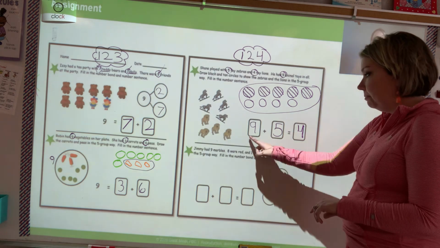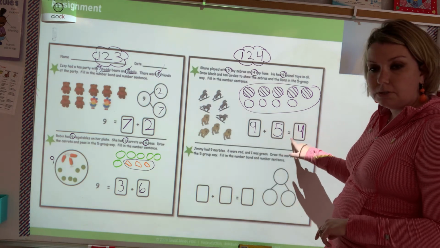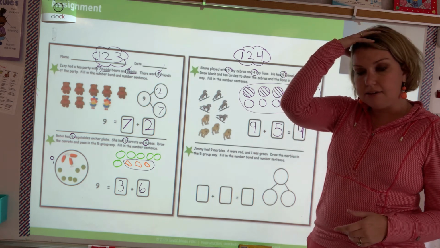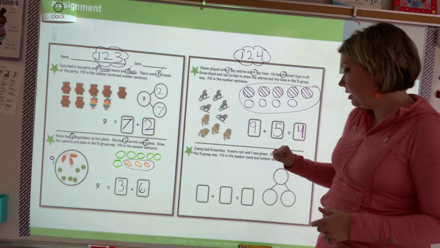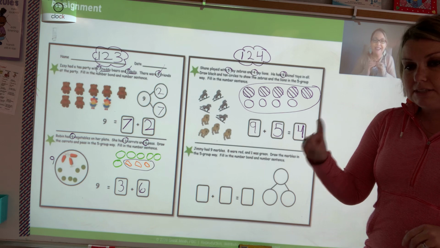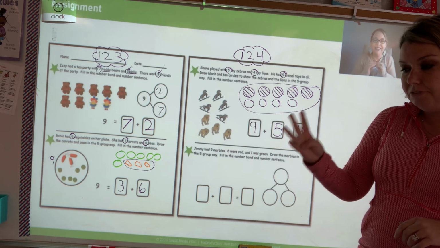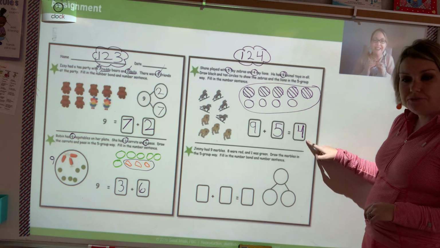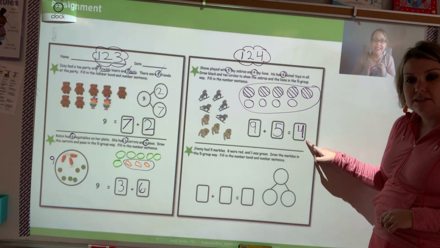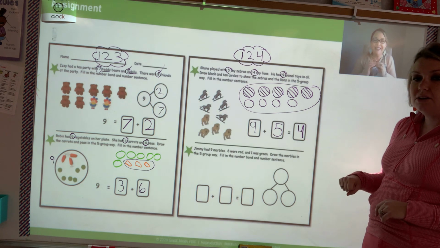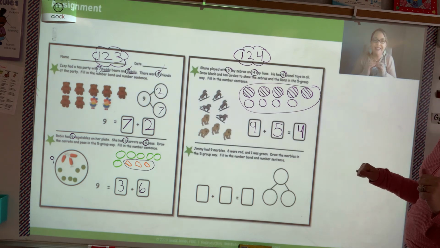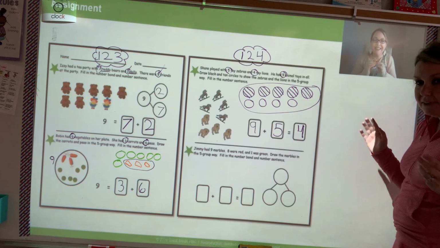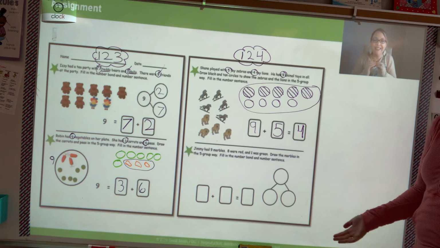9 plus 5 equals 4. So I'm going to put 9 in my head, and let's count on 5. 10, 11, 12, 13, 14. Does that say 14? No. Who can help Jonyan out? He used the right numbers, but they're not in the right order. Carol.